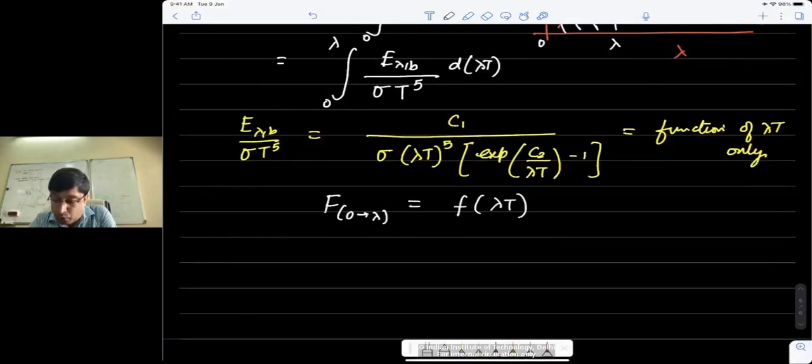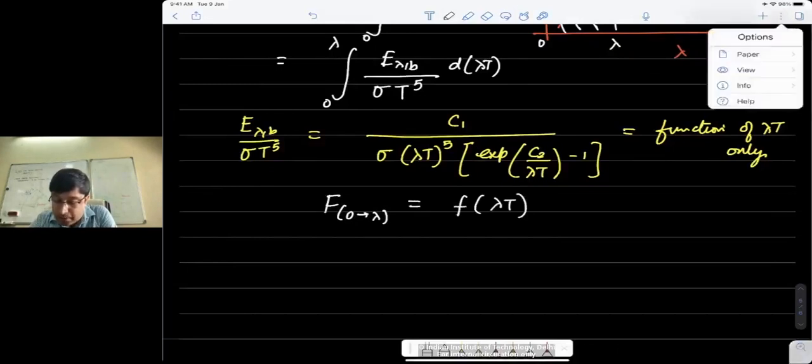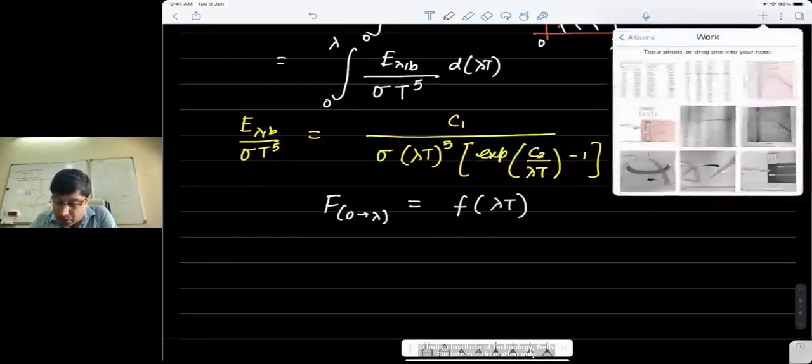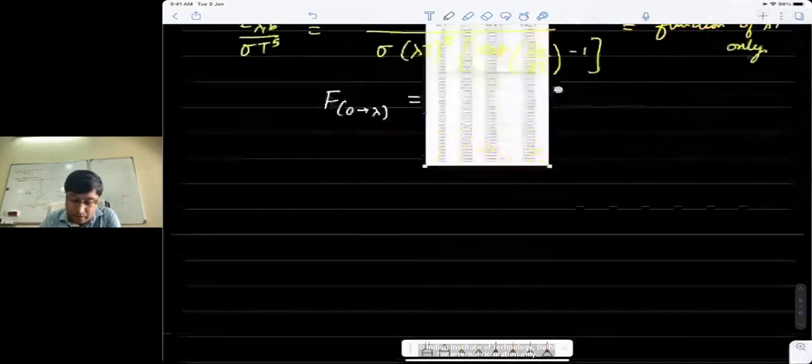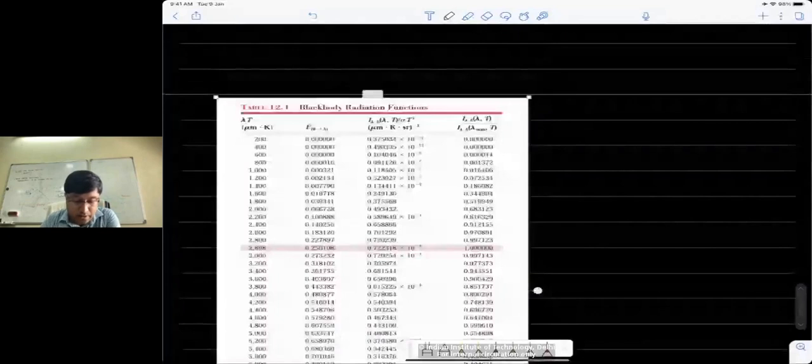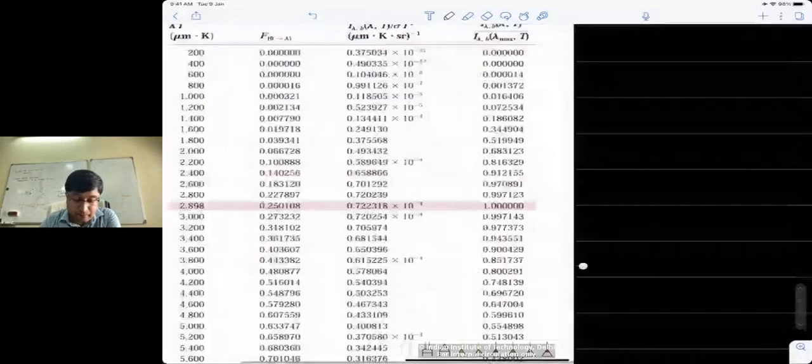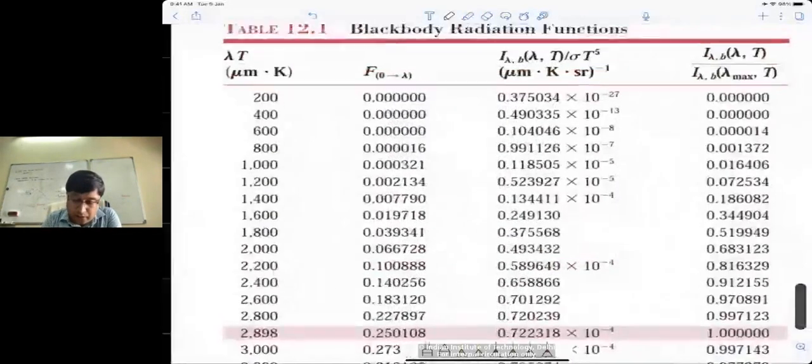So what you will see in your book, let me also bring this now here, because we will use this to do a lot of calculations going forward. What you will see in your book is a table of this type. So for a value of lambda T, at a given temperature, let's say you want to calculate till a certain wavelength how much of emission is within that band. That number F 0 to lambda is actually given as a function of lambda T.